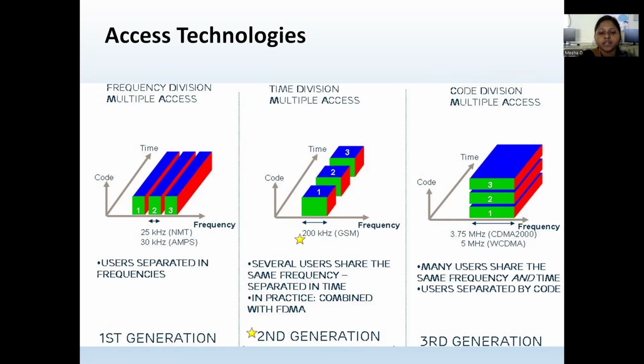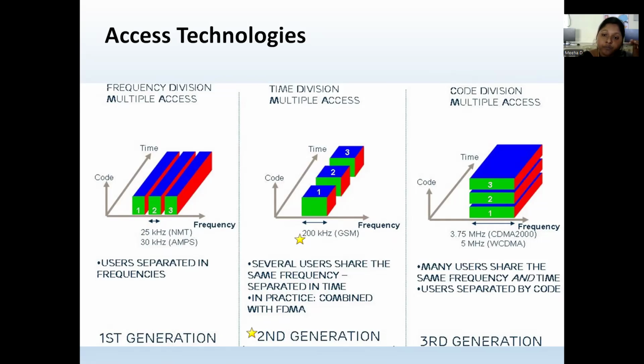But in second generation, we use GSM, right? In each channel we have 200 kilohertz frequency, which means several users share the same frequency but are separated in time. In practice, it is combined with FDMA. So time division multiple access is what we are using in GSM.